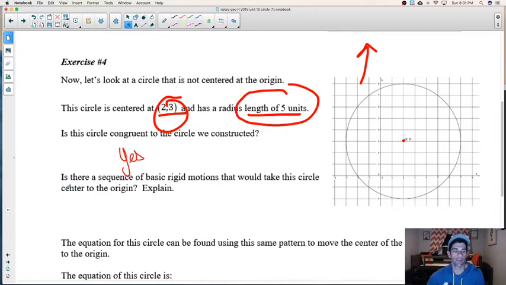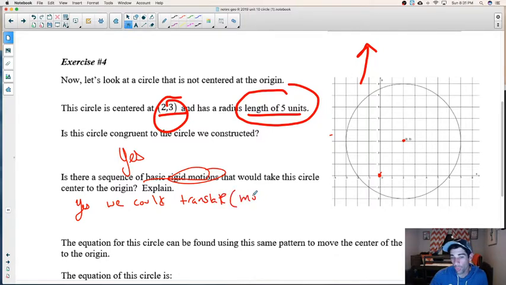Yes, it is. So is there a sequence of basic rigid motions that would take this circle and center it at the origin? Can I get this and move it to here with one of the rigid motions? Remember, rigid motions could be a translation, reflection, or rotation. All we want to do is move it. So you'd say, yes, we could translate, which basically means to move the circle.